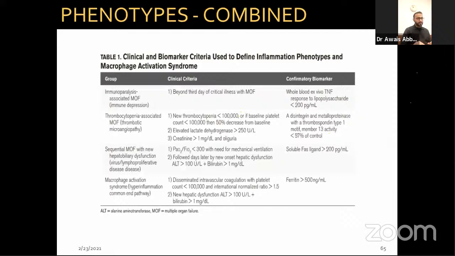So this is a chart that combines all of these four phenotypes: three main phenotypes, and the other one is macrophage activation syndrome, in which the clinical criteria of the definition have been defined, as well as the confirmatory biomarker definition. We have already gone through this, so I won't go into the detail of this chart.